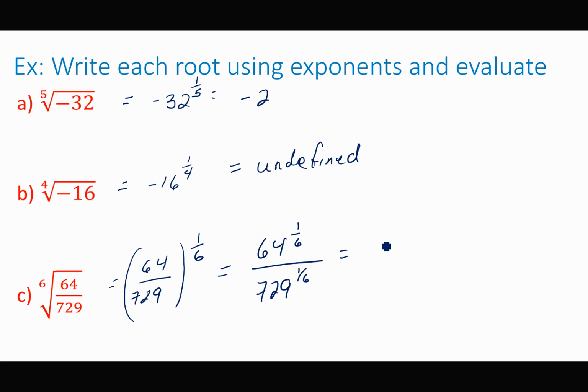64 to the 1/6 power, you can put that in your calculator, you get 2. 729 to the 1/6 power ends up being 3. So this mess raised to the 1/6 power actually makes it a little bit easier. Simplifies to just be 2/3.